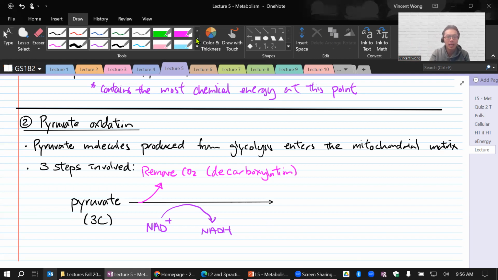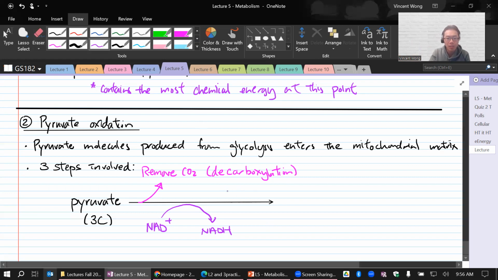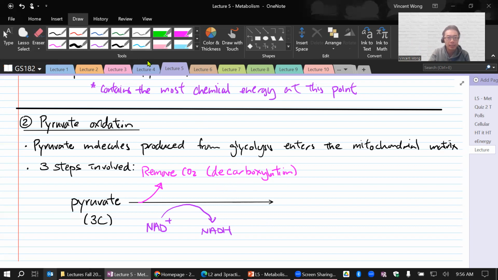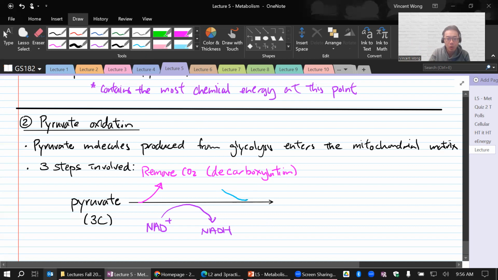And the way to do it is we're going to add something to it. And that something is called coenzyme A. The purpose of coenzyme A is to recharge the molecule so that it is going to be willing to react further.